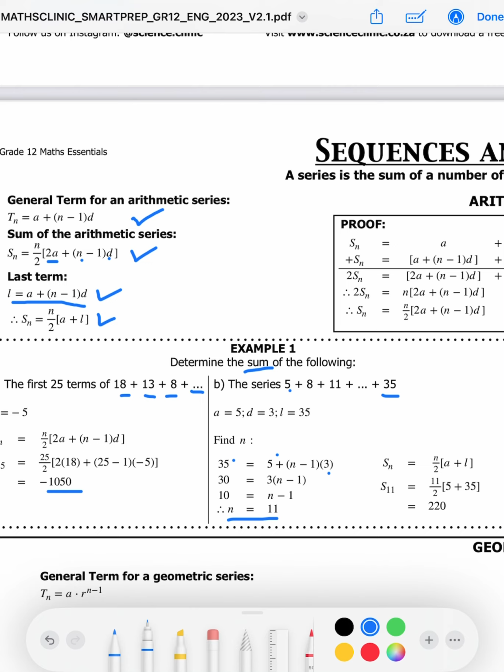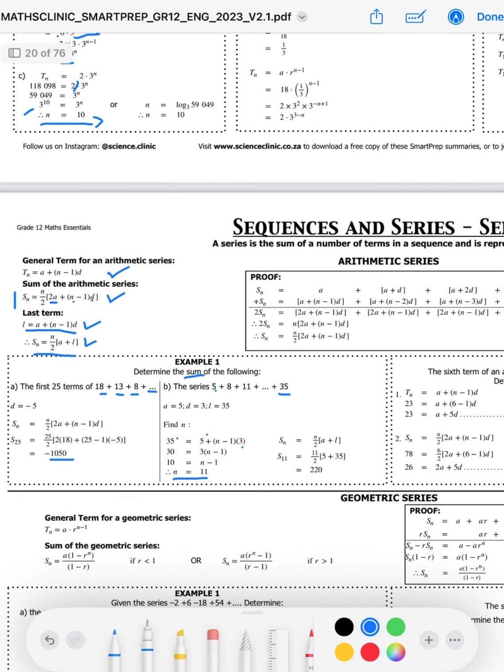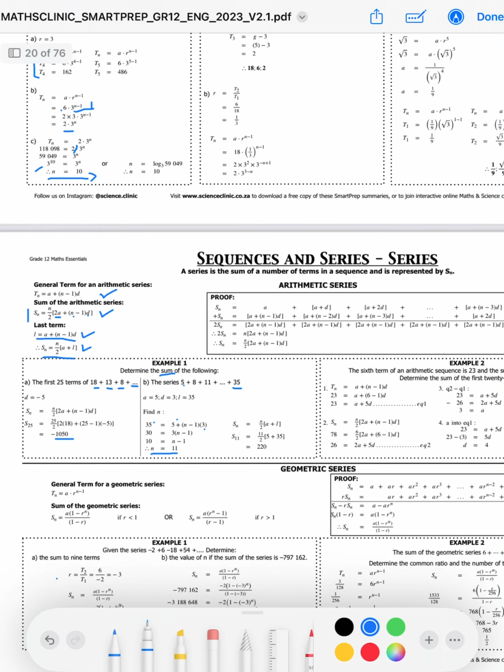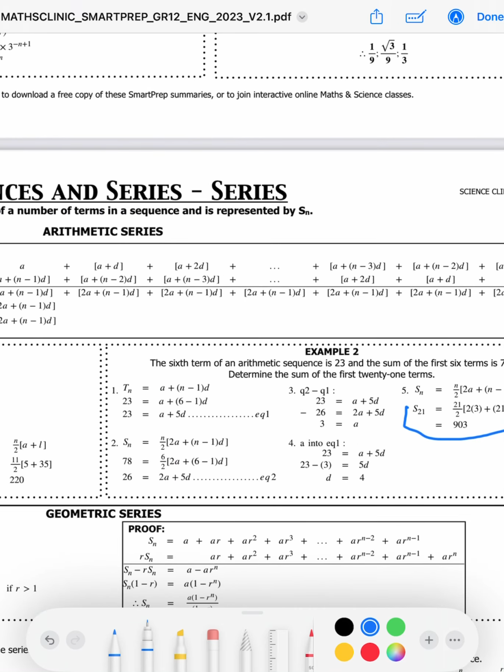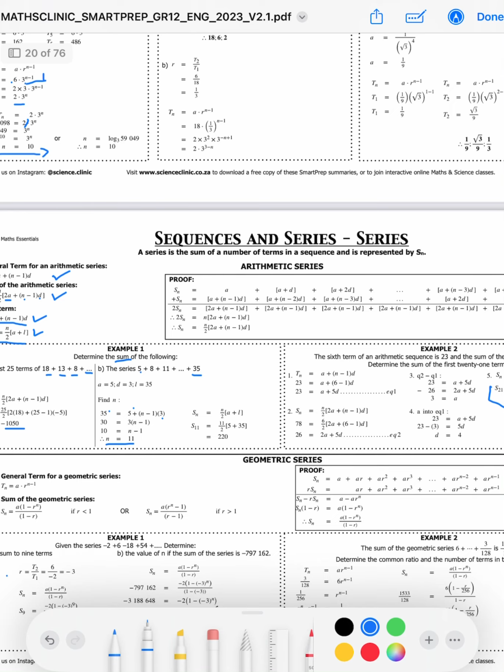So again, since we have the last term, we can either use this formula or use the very first one for summing these 11 terms. When we use the last formula, we're going to have 11 over 2, times 5 as the first term plus 35, which is the last term, and that gives us 220. And this is the sum of the series given a last term. These types of questions are more extensive. We'll do them on question papers, but we can quickly go to the geometric series.